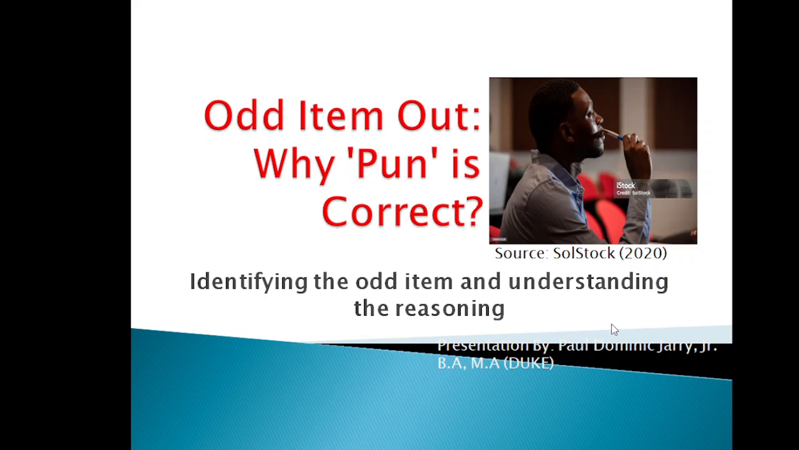The question is about the odd atom out. Why is PON correct? In this presentation, the correct answer to that question is PON. So if PON is the correct answer, why is PON correct? We will be identifying the odd atom and understanding why it is an odd atom. That means the reason for it.